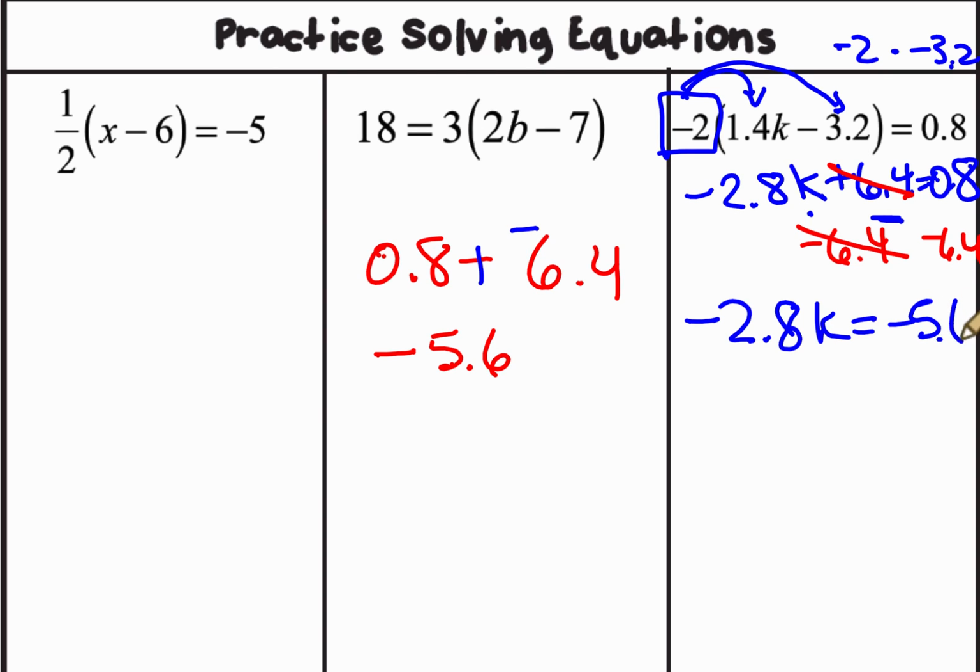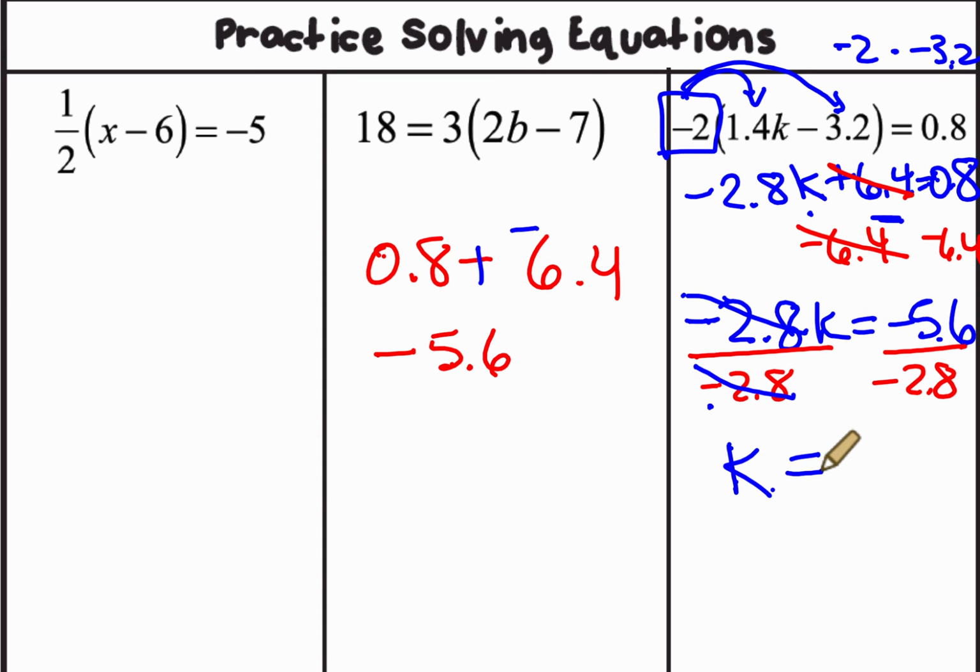So now I'm going to divide both sides by negative 2 and 8 tenths. Now remembering my operations, a negative divided by a negative is a positive. 2 and 8 tenths divided by 2 and 8 tenths is 1, so it leaves me 1k. Wish I had that much money in the bank. Negative divided by a negative is positive. 5 and 6 tenths divided by 2 and 8 tenths is 2. So my solution is 2.